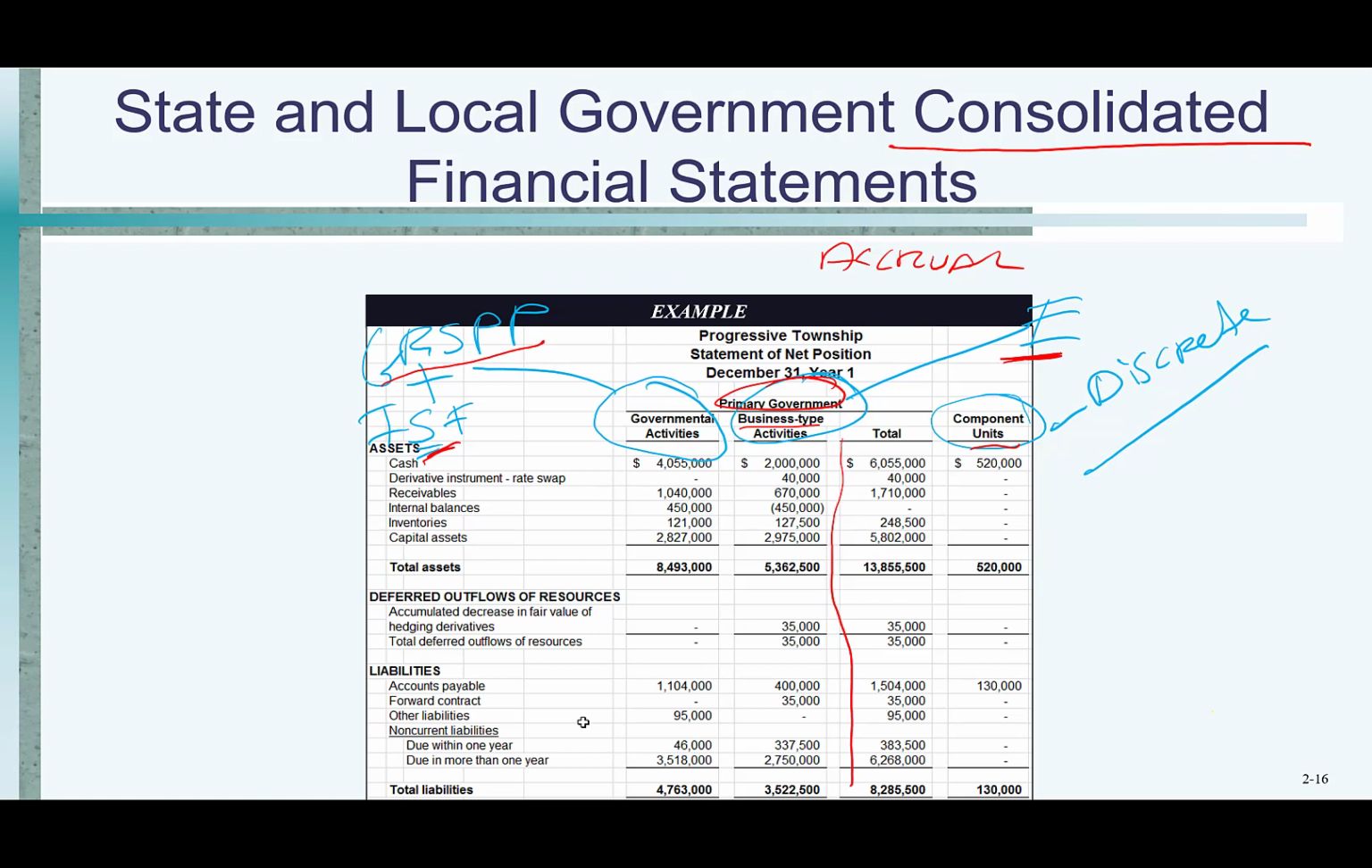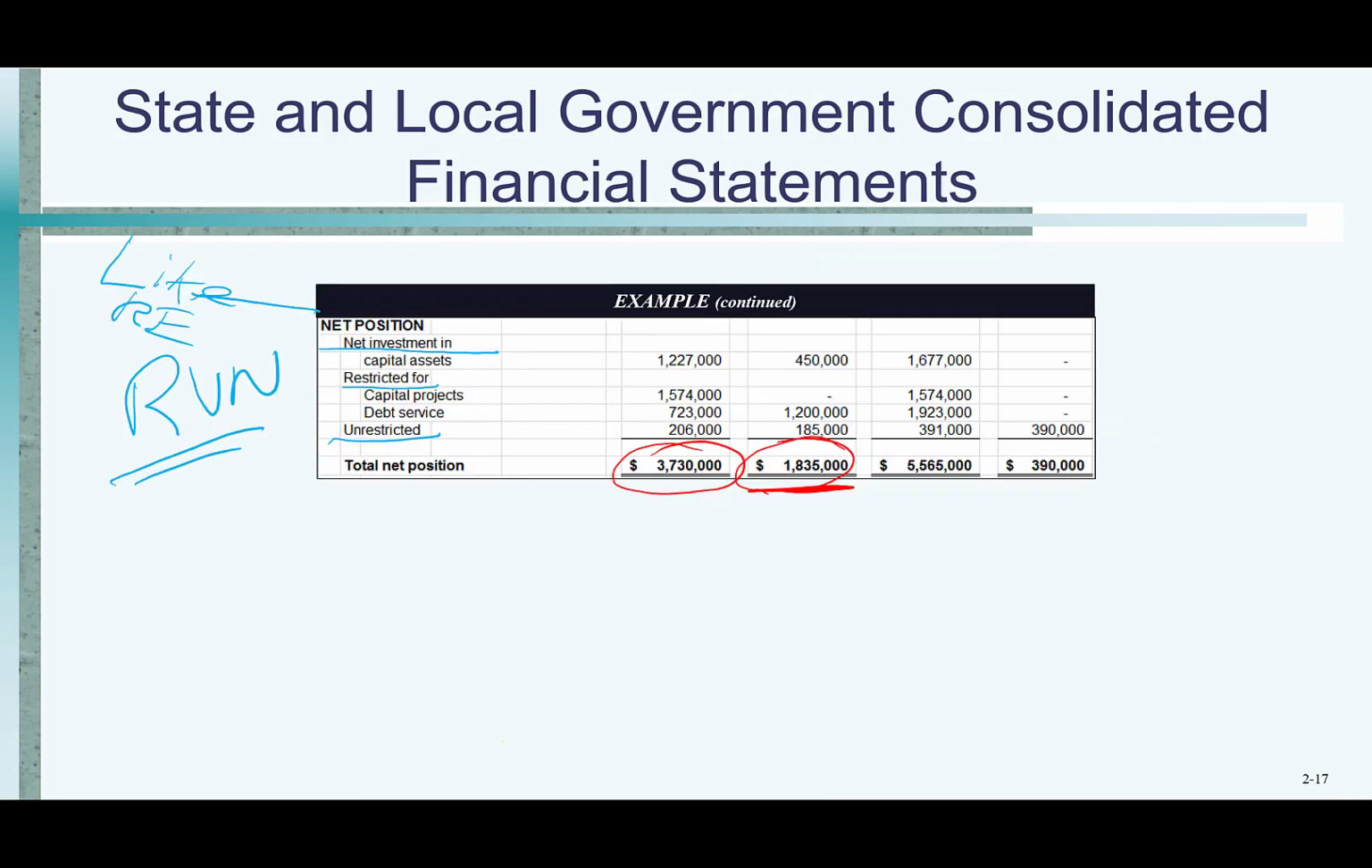Okay, and since we're at the government-wide level, we're using full accrual accounting. So we've got our assets, our liabilities, both current and non-current, guys. Full accrual accounting, right? Both current and non-current. Then we come down and we have our net position. And our net position is what? Reported separately, right? We don't roll it into the liabilities.